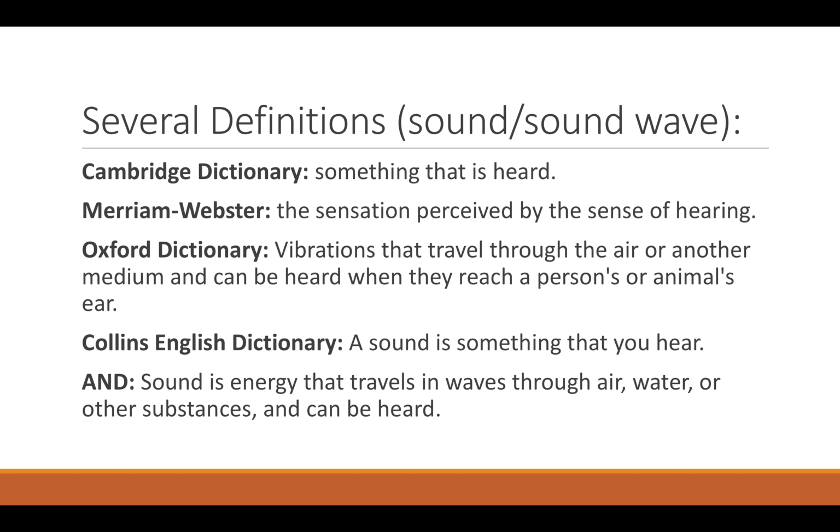So the Cambridge Dictionary is very simple, something that can be heard. Merriam-Webster, a little bit more scientific, the sensation perceived by the sense of hearing. The Oxford Dictionary, more complex yet, vibrations that travel through the air or another medium and can be heard when they reach a person or an animal's ear.